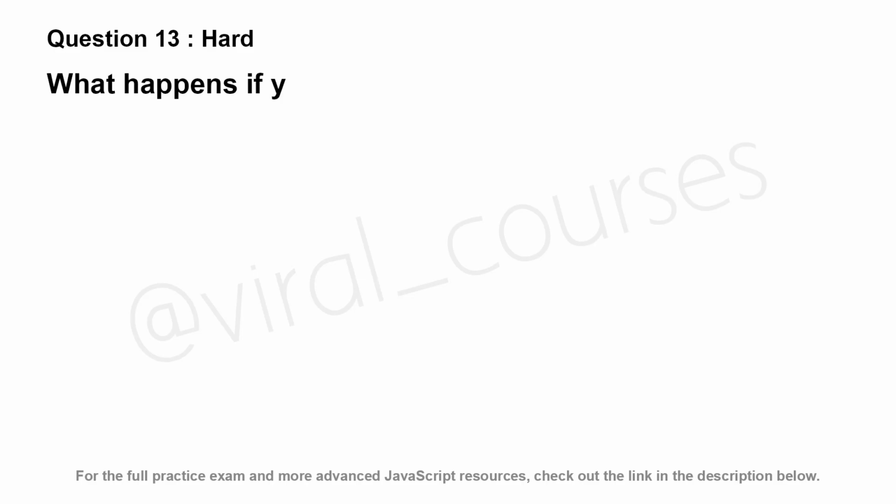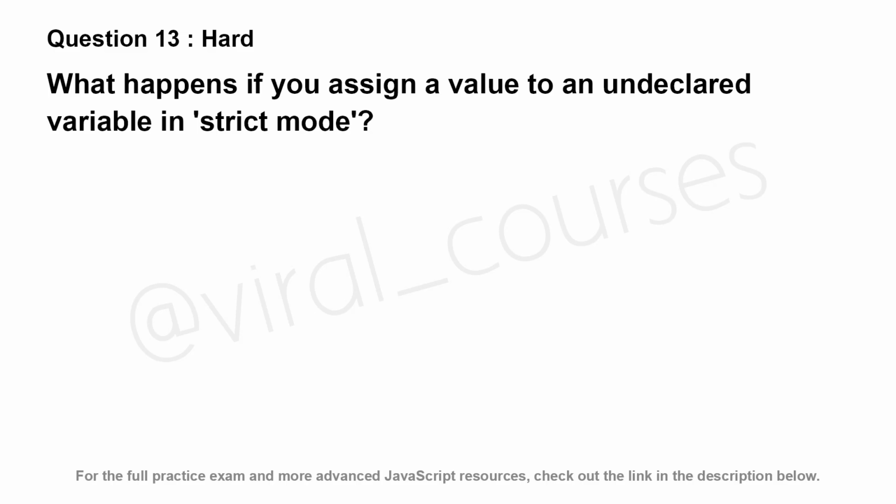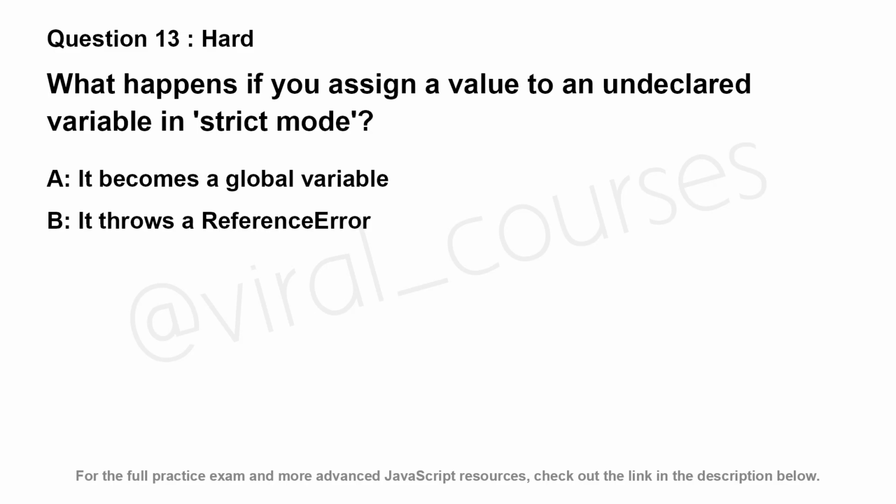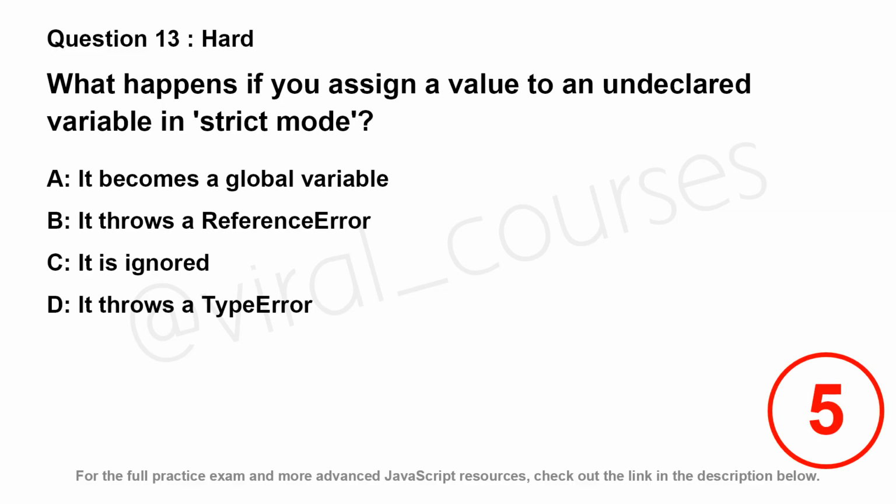What happens if you assign a value to an undeclared variable in strict mode? Option A, it becomes a global variable. Option B, it throws a reference error. Option C, it is ignored. Option D, it throws a type error.